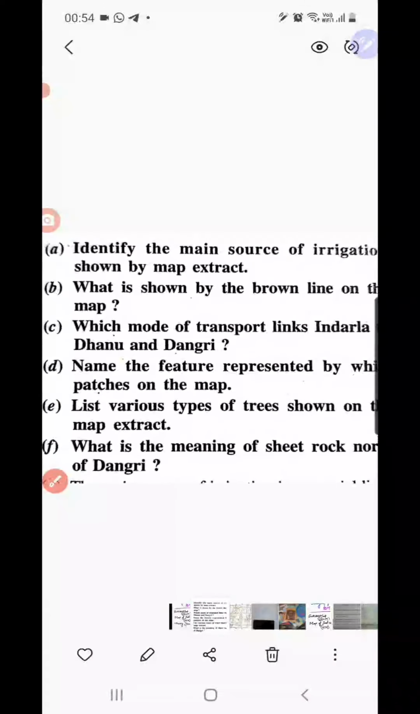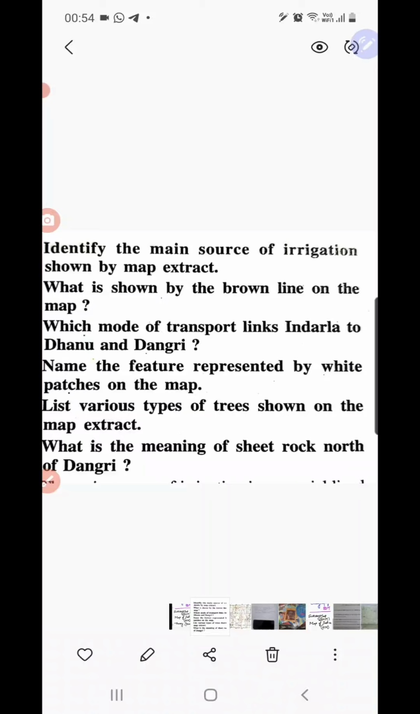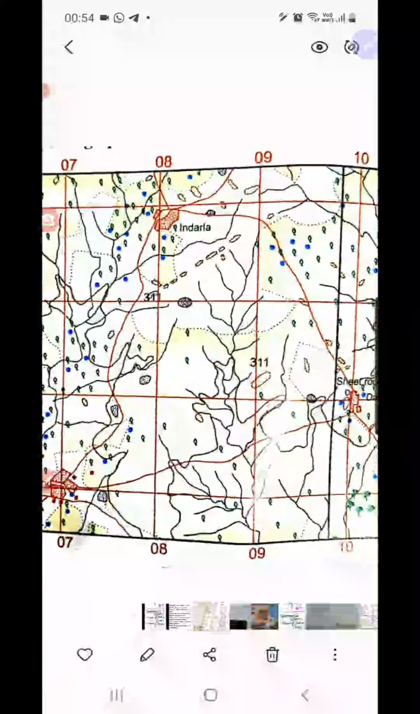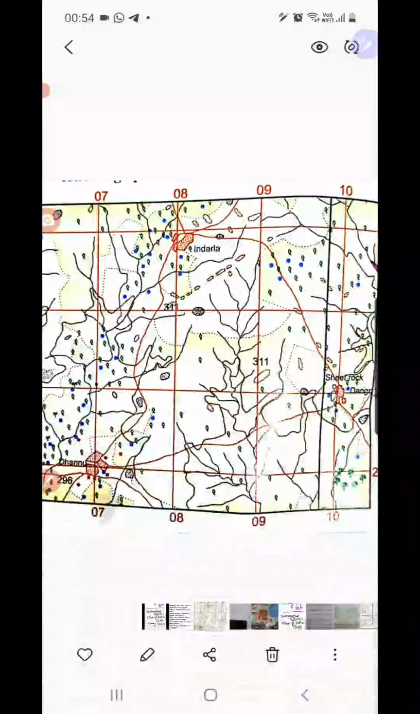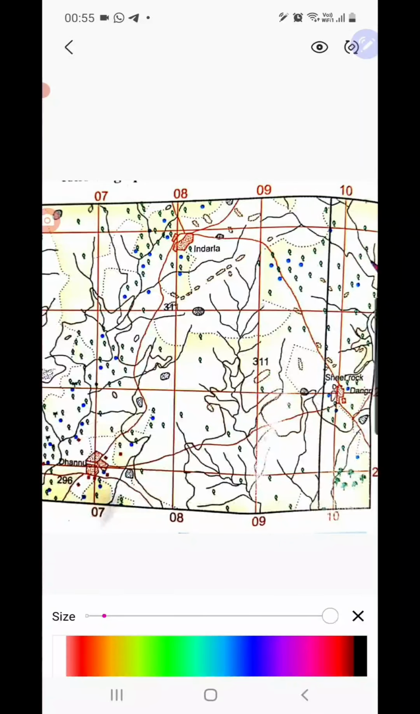Next, first question, let's see. Identify the main source of irrigation shown by the map extract. So which is the main source of irrigation? You can see a number of blue dots in this. These blue dots are the perennial wells. In many places you can see the blue dots. So these are the main source of irrigation, from which people obtain water for their cultivable land.